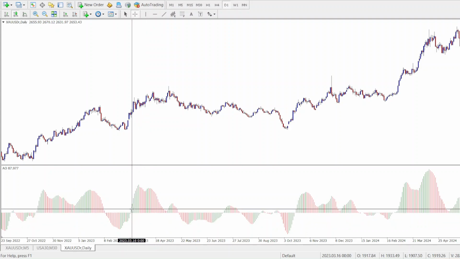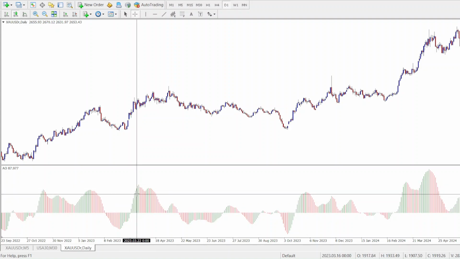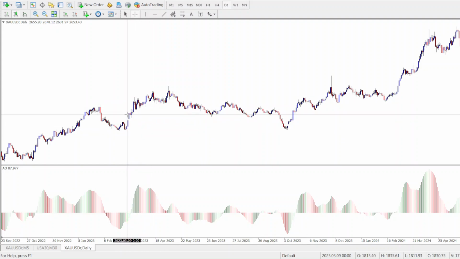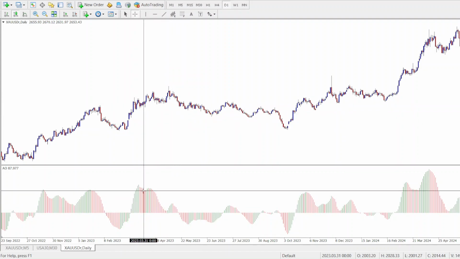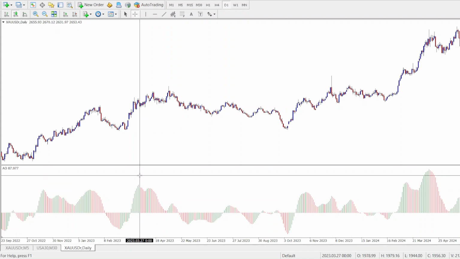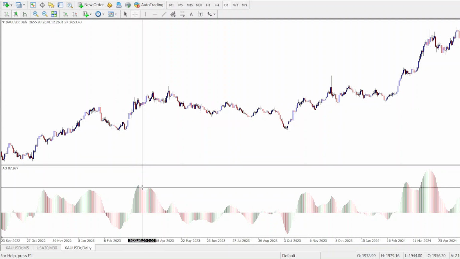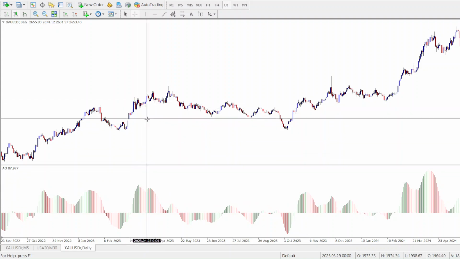So here we can see that we had consecutive green lines climbing up, indicating that there was bullish pressure in the market. And then once we spotted sight of a red line, it shows that the bullish momentum is coming to an end and a possible start of a bearish move.